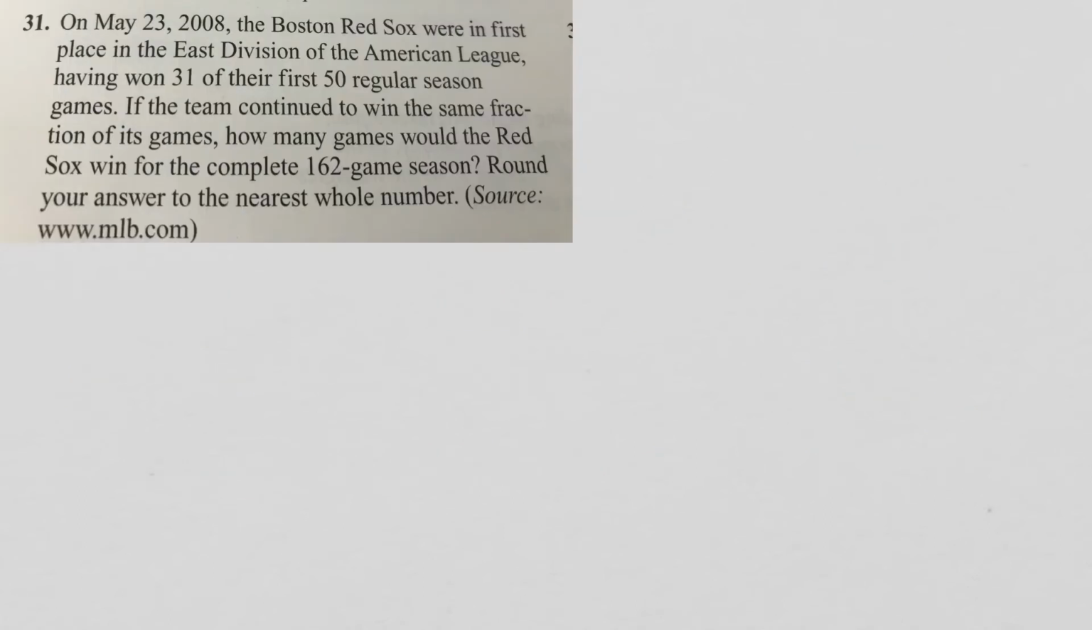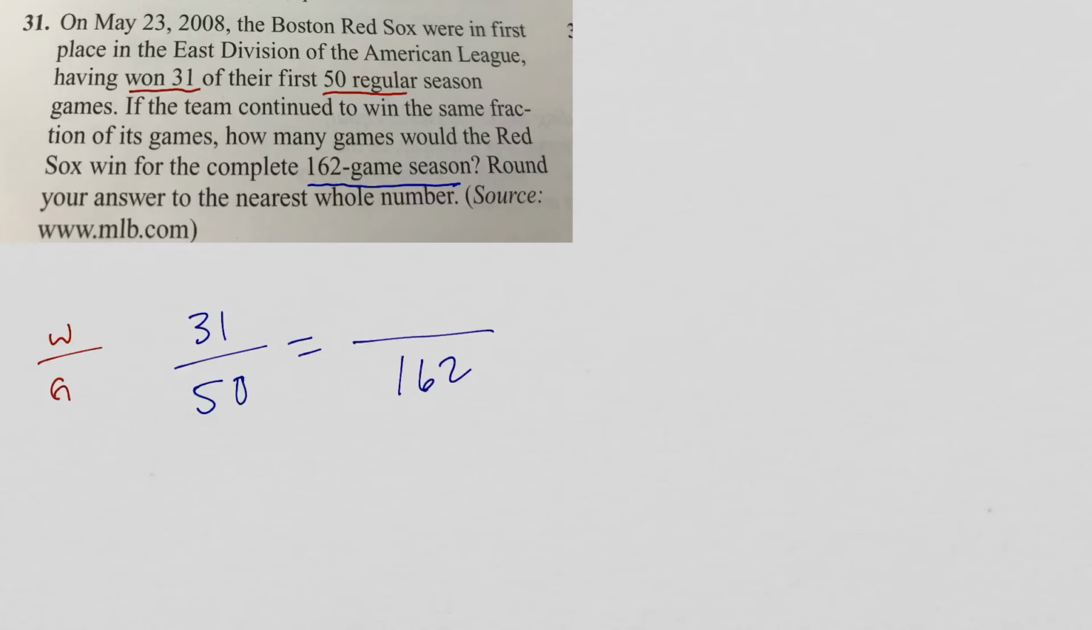Okay, we're going to use a proportion again. So the first situation, there's 31 wins in 50 regular season games. So I'm going to put wins over total games. And the first situation is 31 wins over 50 games equals. Now, this 162 has to go on the bottom because that's the number of games. And the question is, how many wins would that be? So we cross multiply and we get 50x equals 31 times 162.